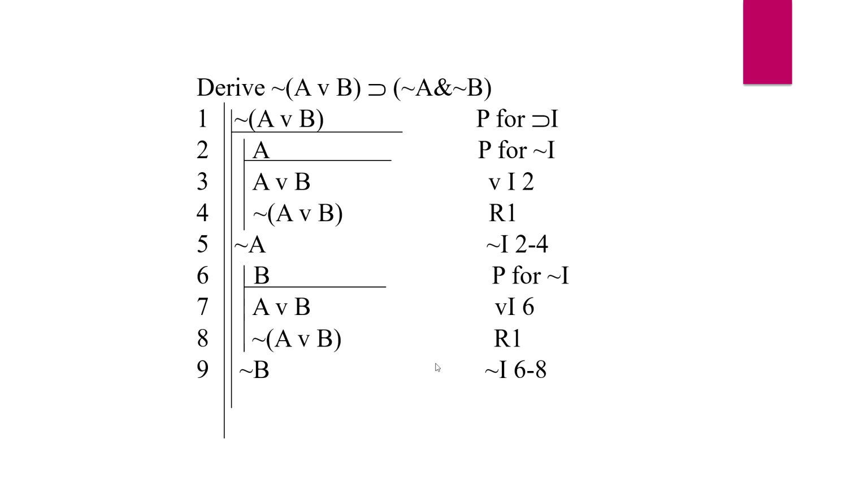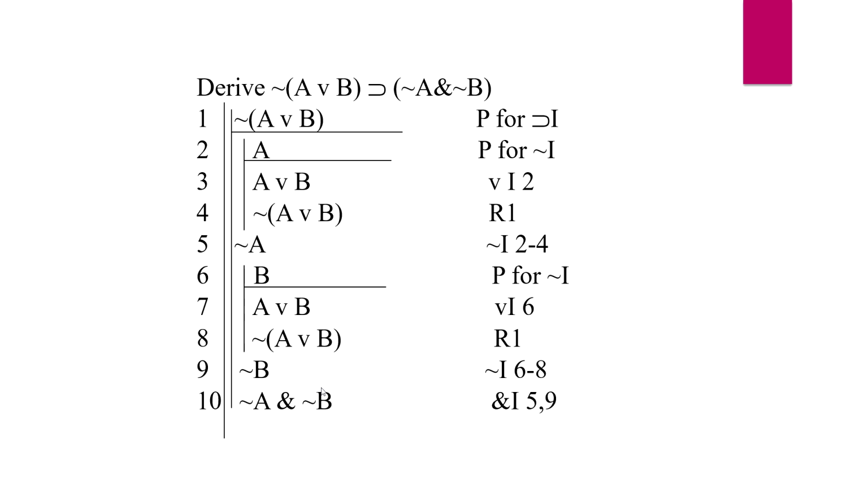Now we have against the first subderivation scope line, it's not the case that A on line 5, and it's not the case that B on line 9. These aren't inside any other subderivations, which is important because if they were, we wouldn't be able to use them. So now we can get the whole consequent on line 10 using conjunction introduction from lines 5 and 9.